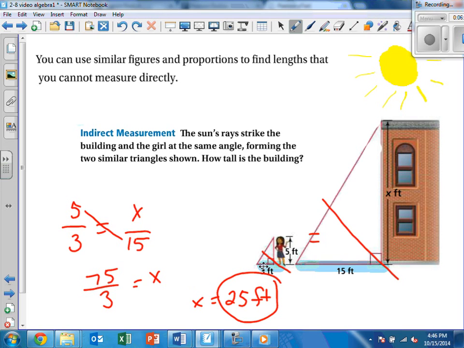What if I decided that I would do height of the girl to height of the building? Can I do that? Height of the girl to height of the building equals shadow of the girl to shadow of the building. Can I do that? Girl information, building information, height, shadow, shadow. Yes, look, my math is the same. 15 times 5 divided by 3.